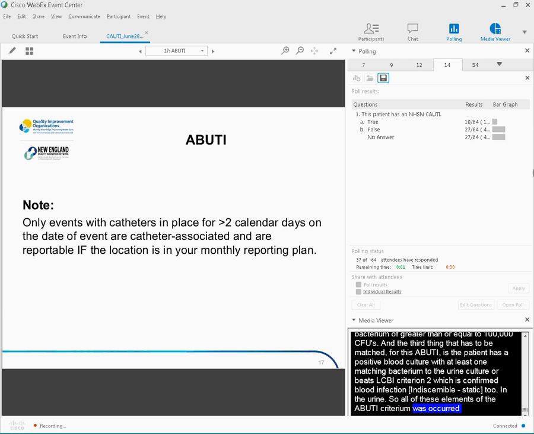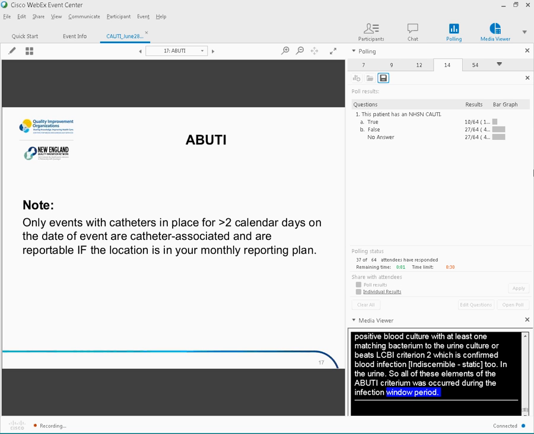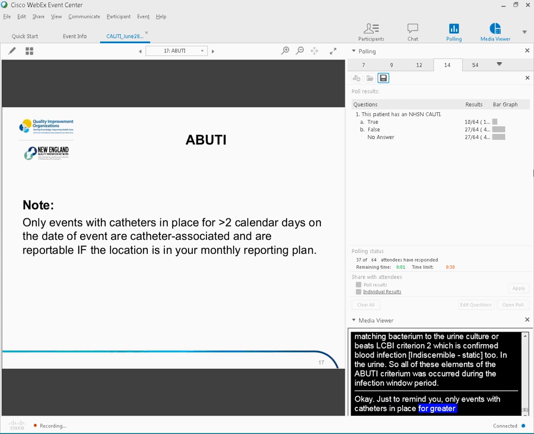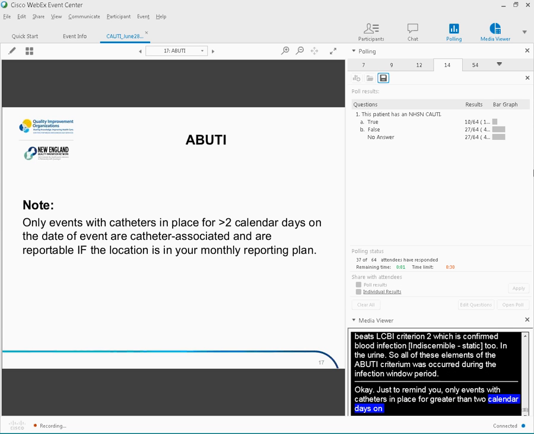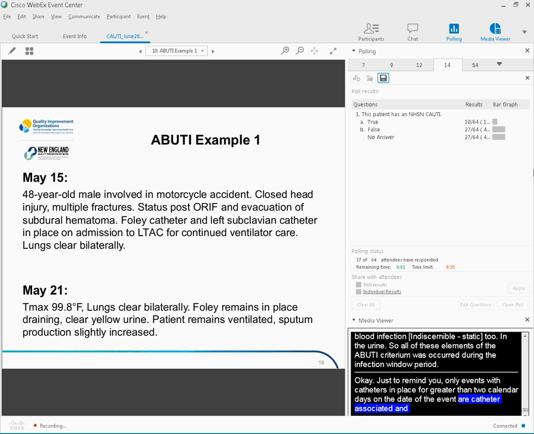Okay, and just a reminder that only events with catheters in place for greater than 2 calendar days on the date of event are catheter-associated and are reportable if the location is in your monthly reporting plan.